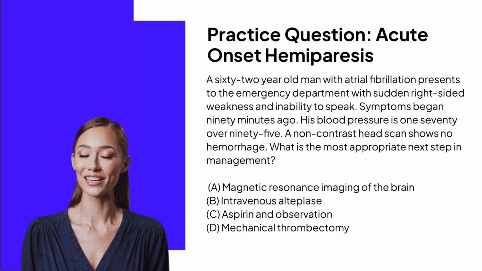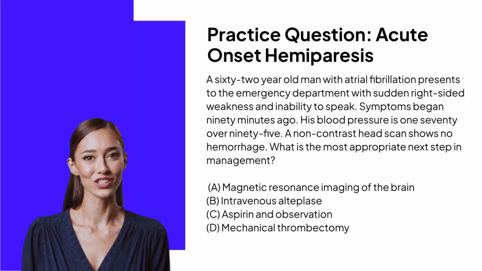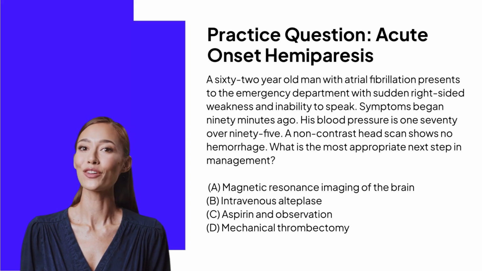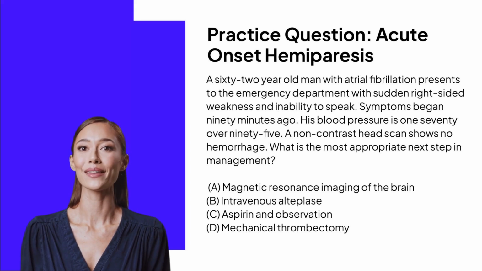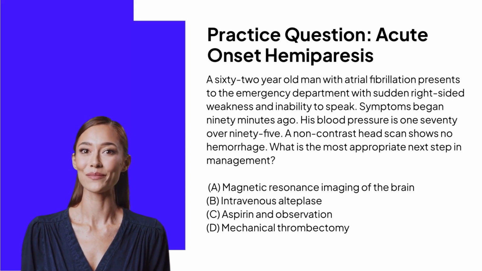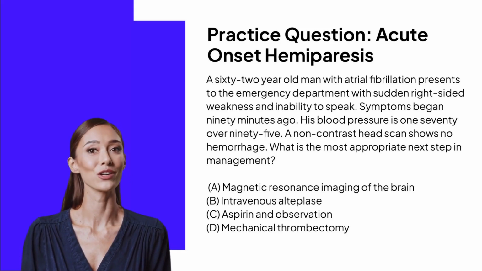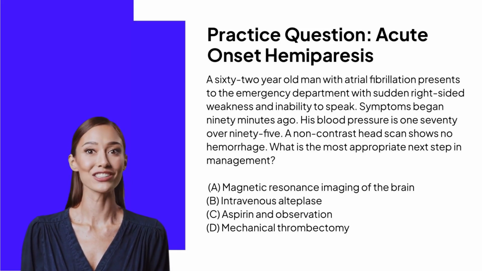Read the stem carefully. We have a 62-year-old man with atrial fibrillation, sudden right-sided weakness, unable to speak. Symptoms started 90 minutes ago. The head scan shows no hemorrhage. Take a moment and think about what pattern this fits. This is a textbook acute ischemic stroke. The atrial fibrillation is the likely source. The head scan is negative for bleeding. And we are well within the treatment window at 90 minutes. So what is our next best step?